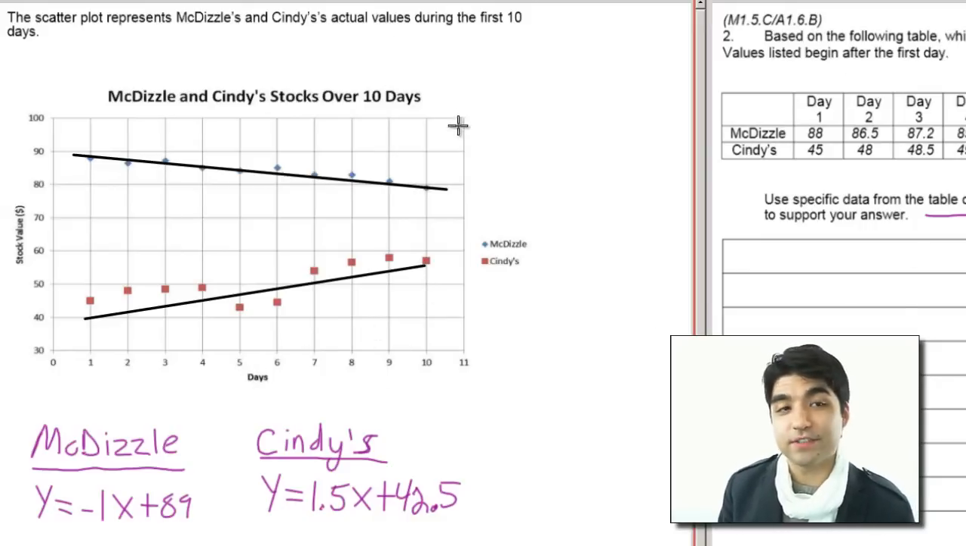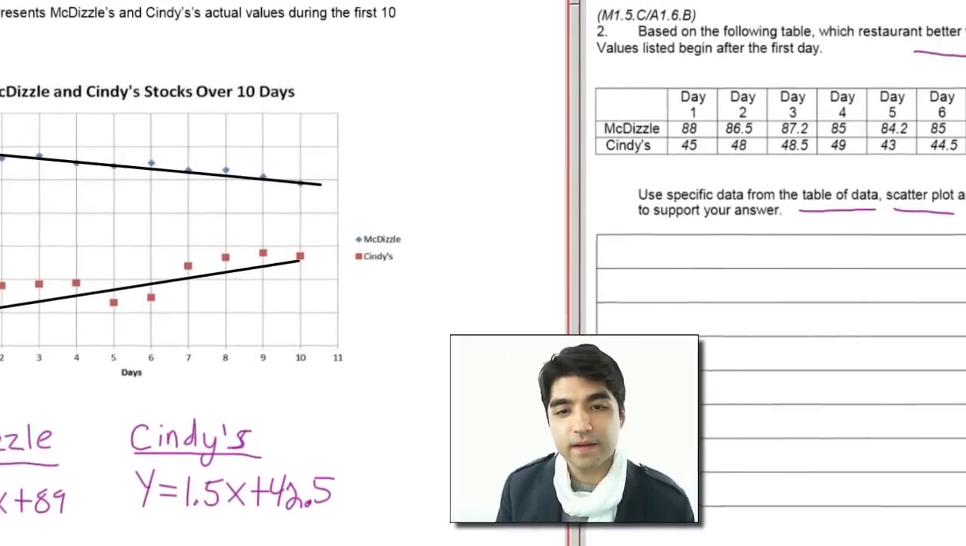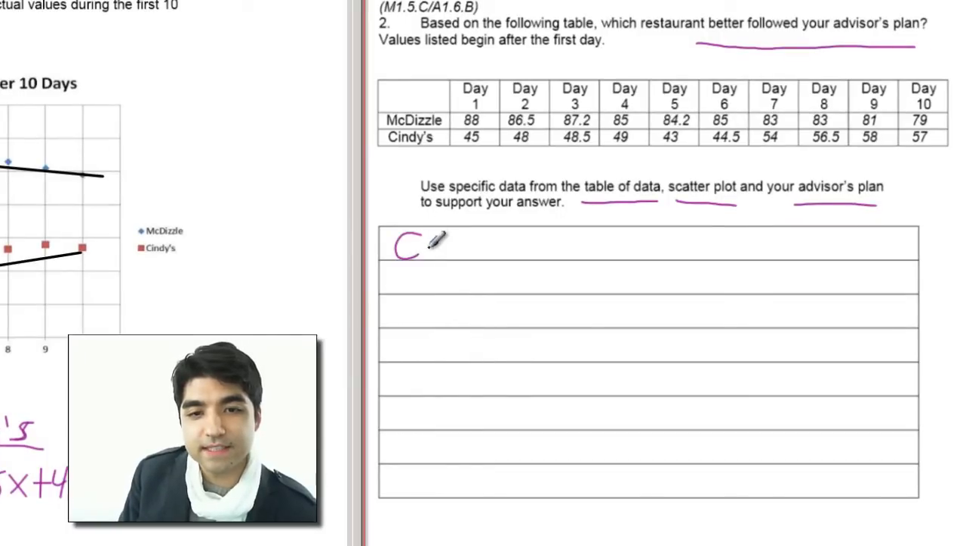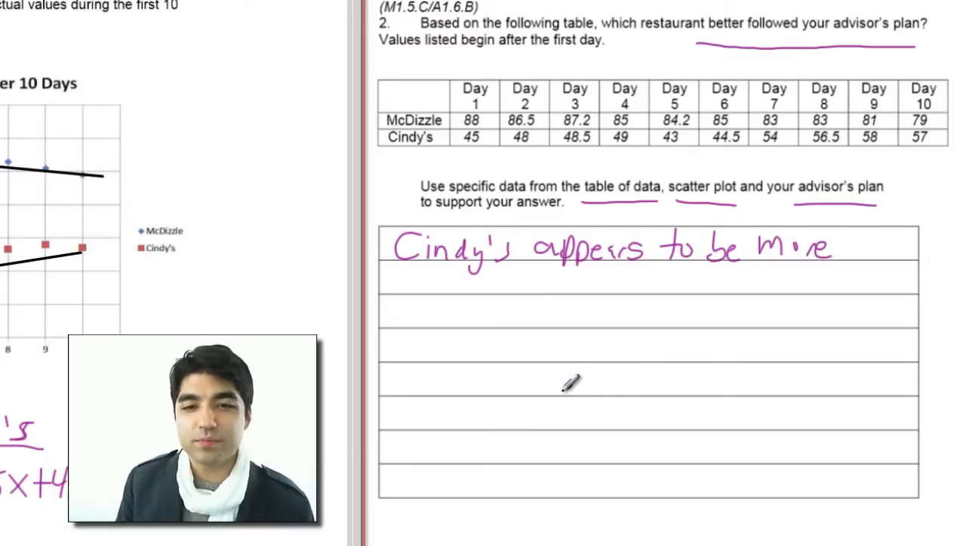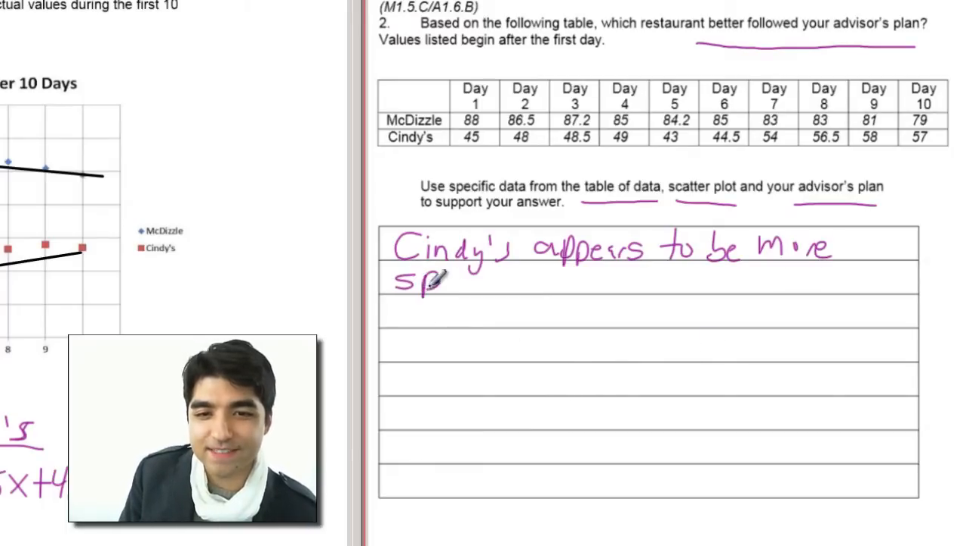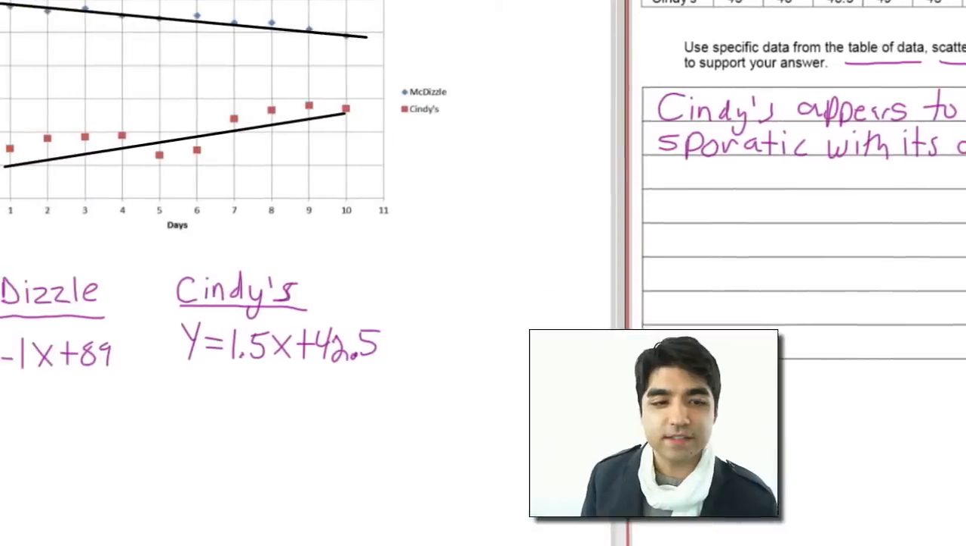So that could be one answer, that you say Cindy's appears to be more, there's a word called sporadic, which means it's more all over the place. Sporadic with its data. Let's check something else though.